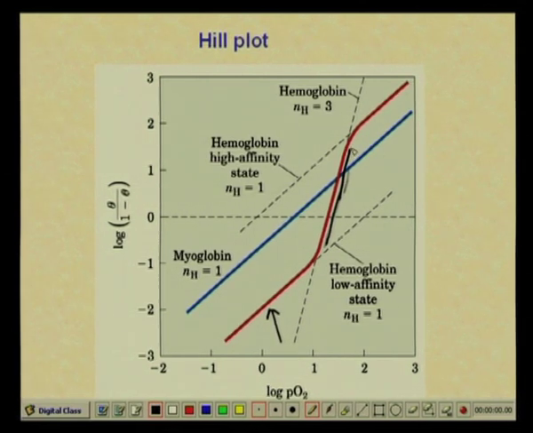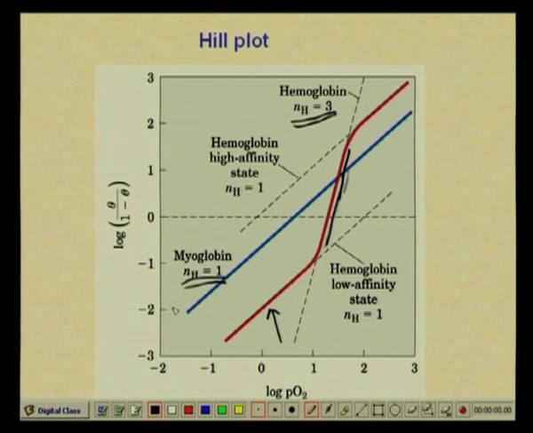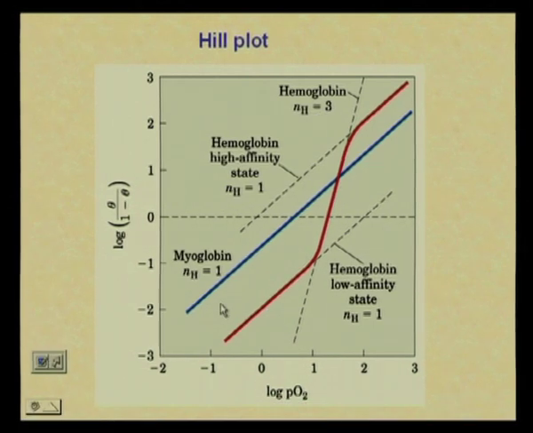Okay. So, it is this slope that we will consider for the Hill equation that is going to give us a value close to 3. And for the myoglobin, we are going to get a value of 1. Okay. So, this explains the Hill plot for hemoglobin and myoglobin. What are we going to get? We get a Hill coefficient of myoglobin that corresponds to 1, a Hill coefficient of hemoglobin that corresponds to 3.